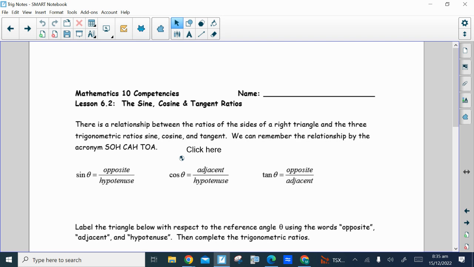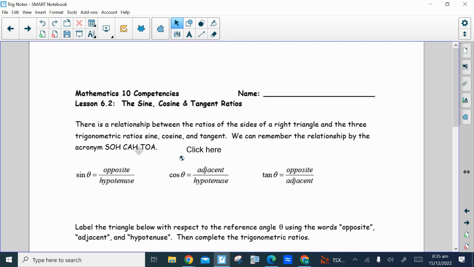And they are the sine of an angle, the cosine of an angle, and the tangent of an angle. We can remember this relationship by the acronym SOHCAHTOA. S stands for sine, O for opposite, H for hypotenuse. The definition of sine is that it's opposite over hypotenuse. So we're going to learn about what all these things mean.